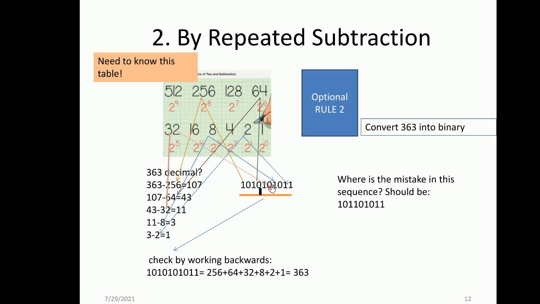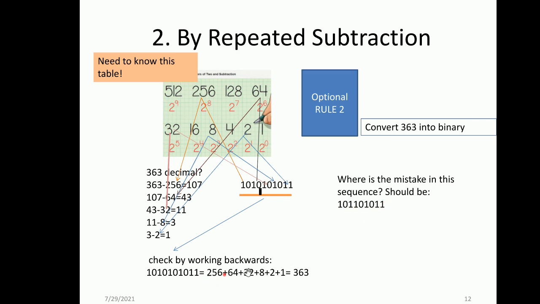Okay, I can't take 4, so I'm writing this 0 here. But I can then subtract 2, so I'm putting a 1 here, and I'm left with 3 minus 2, which is 1. And I can take 1 from 1 to give me a 0. So I'm writing a 1 here corresponding to 2 raised to the power of 0. So there is a mistake in this sequence, and I'm claiming it should be that.